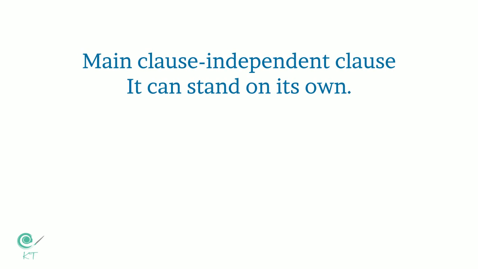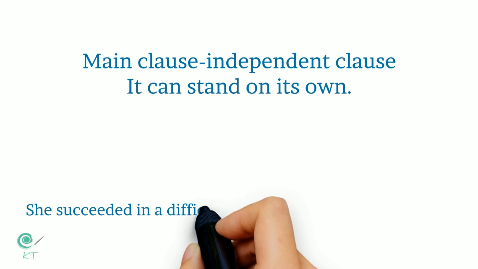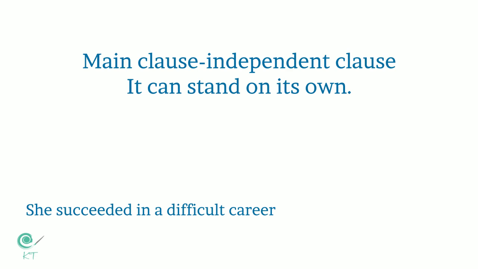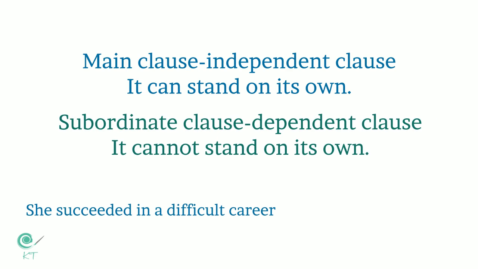A main clause is also called an independent clause. It can stand on its own as a complete sentence. A subordinate clause, on the other hand, cannot stand on its own as a complete sentence. It is also called a dependent clause.